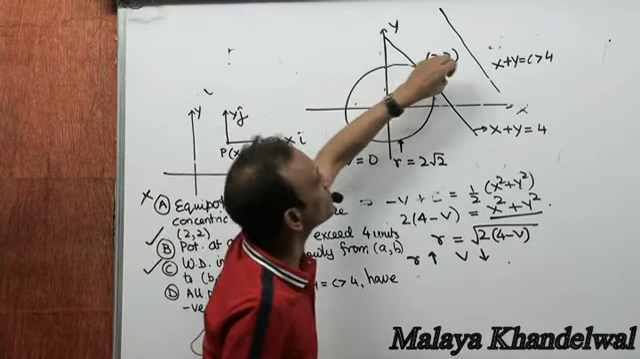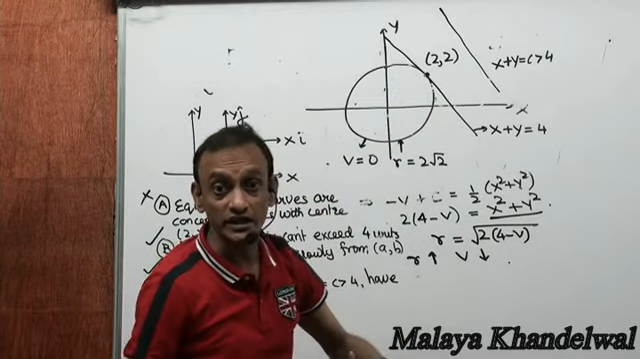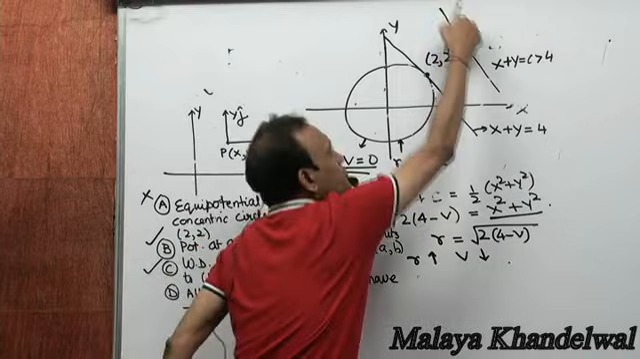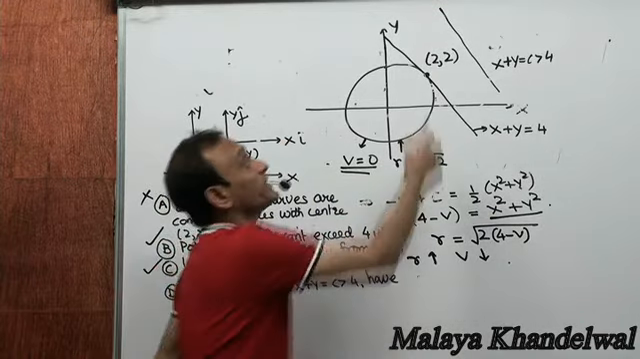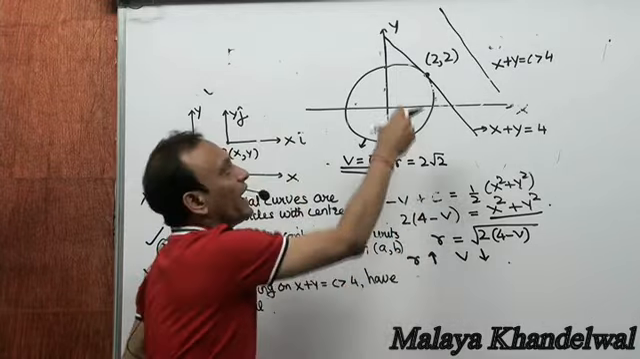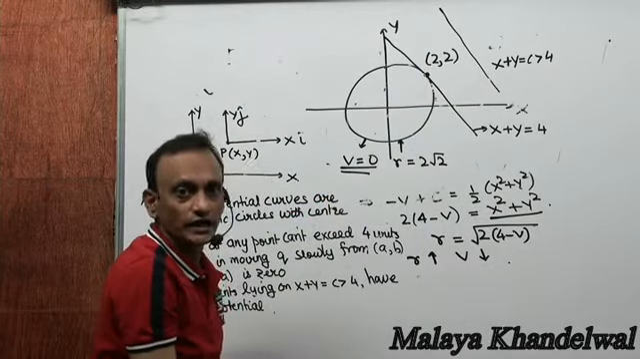Therefore, if I go on increasing the radius of the circle, the potential decreases. Yes or no? And this circle is 0 potential. This will pass through a circle. This will be a tangent to a circle with the radius more than 2 root 2. And if the radius increases, the potential decreases.